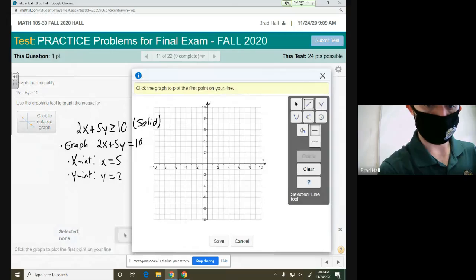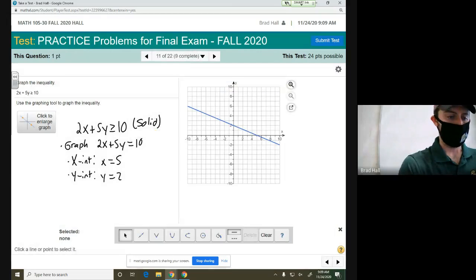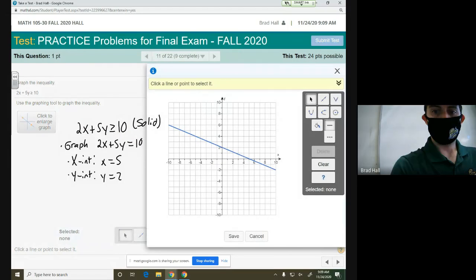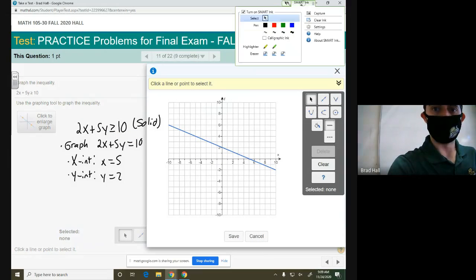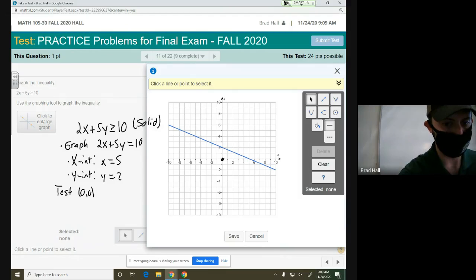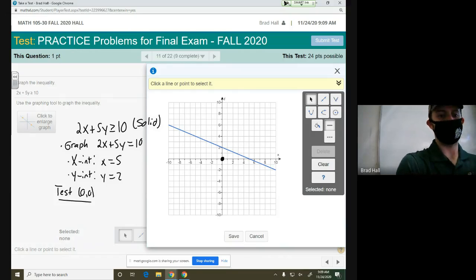So what did I have? 5 and 2. Save that. And now we need to figure out which side we shade. We can use the test point of 0, 0, because here it is clear that 0, 0 is on one of these sides of this line. If we get a true statement, we shade near the point. If we get a false statement, we shade away from the point.